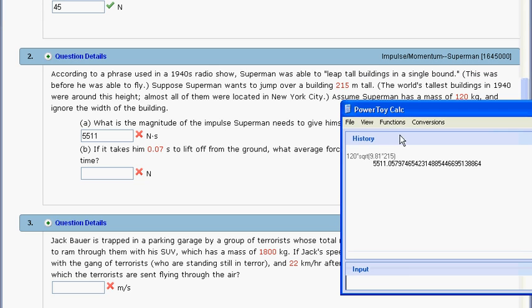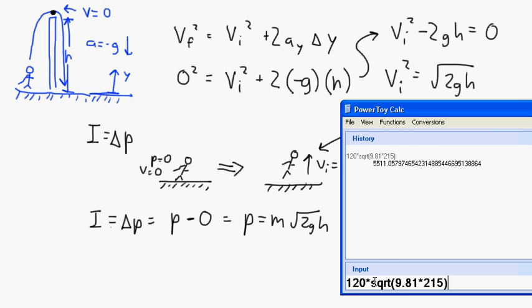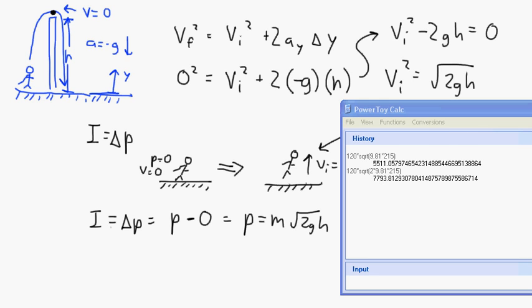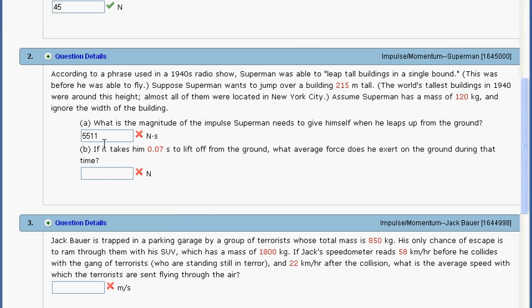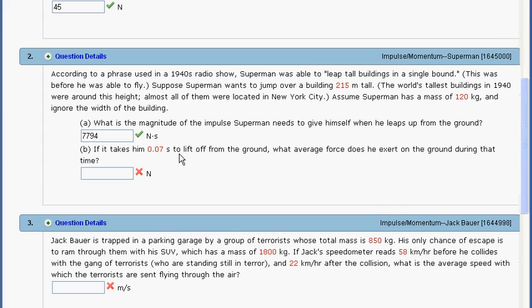So the square root of 2. Oh, you know what? I forgot my 2. It's the square root of 2gh, and I just plumb left out my 2. So 2 times. It's always tricky little things like that that'll get you. So 7793 or 7794 actually, but that's really too many sig figs anyway. So let's try 7794. And there we go. So I got that one right.